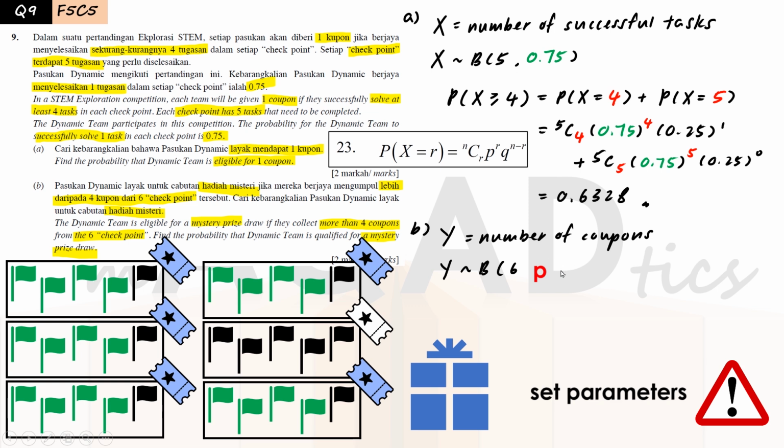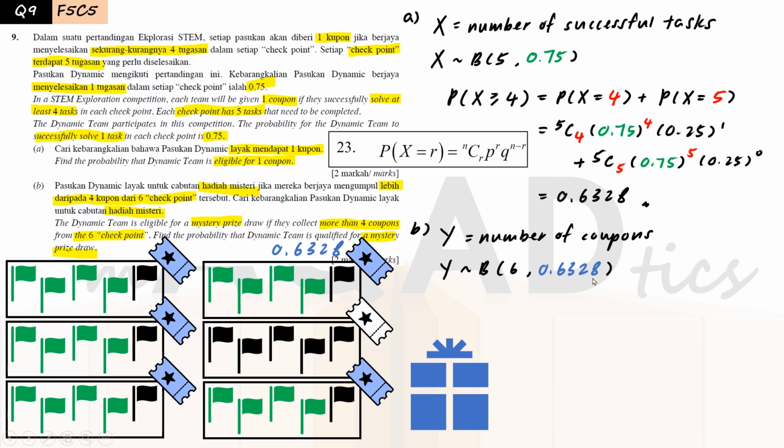And now the probability of success. This one is the probability that we can get a coupon, which is the answer in part A, right? Because this one is the probability whether we can get 1 coupon or not. So we are going to use the answer in part A as our probability of success. Okay, so this is a bit mind-blowing, right? But this case might happen and might happen in SPM also. Okay, so please take note of this.